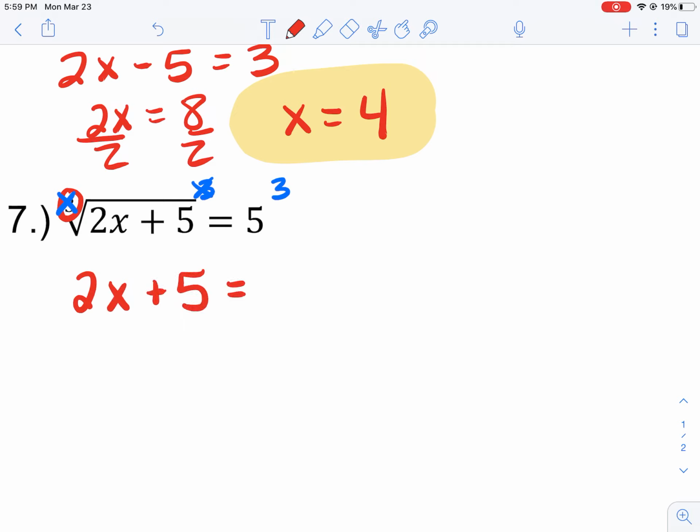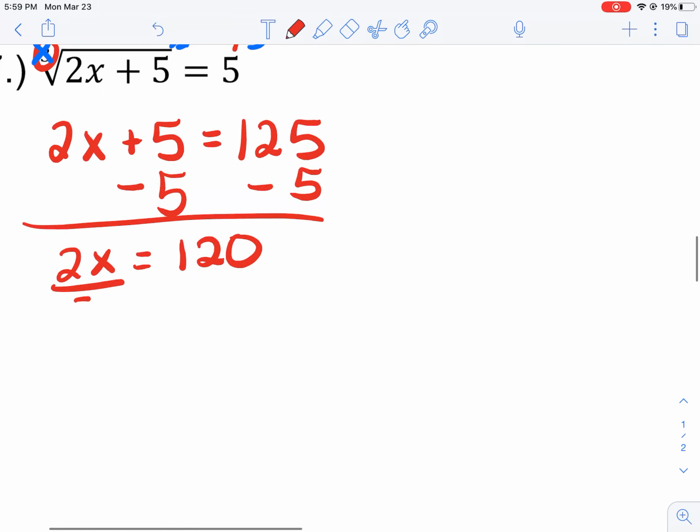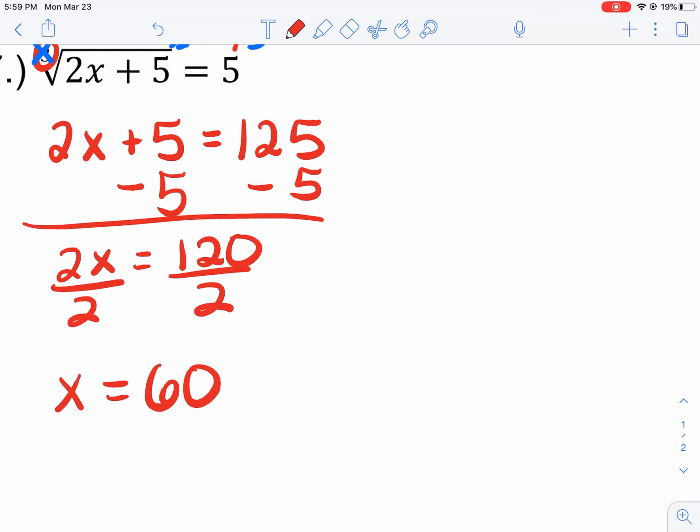But then on the right side, we have to actually multiply. We have to do 5 to the 3rd power. So if you use a calculator, you get 125. Okay, and then from there, now we can get to the 5 and the 2. We subtract 5 from both sides. 2x equals 120. And then we can divide both sides by 2. x equals 60.